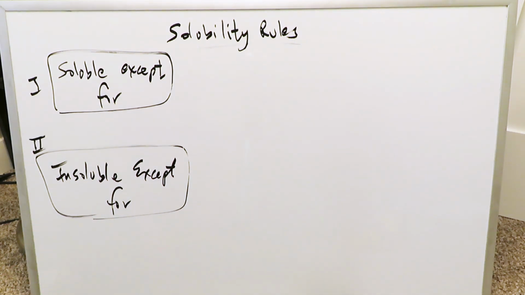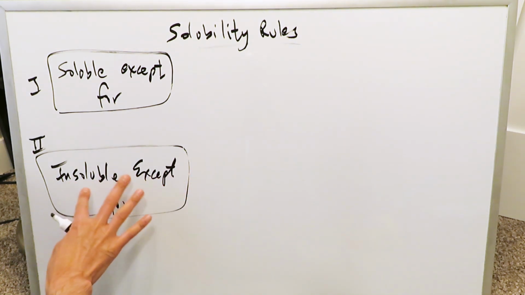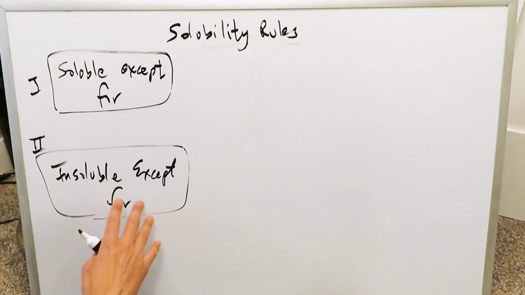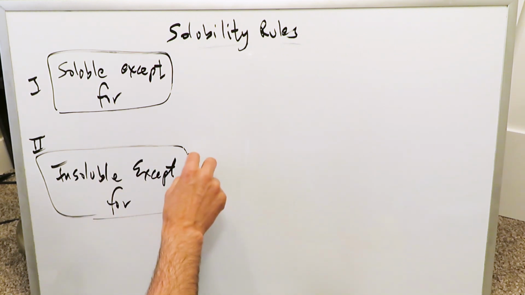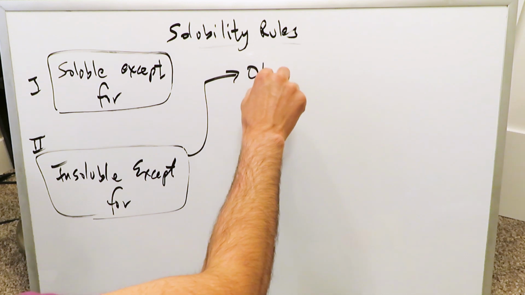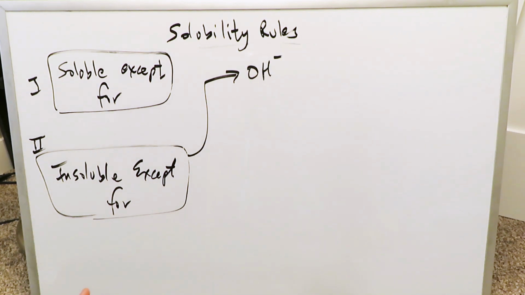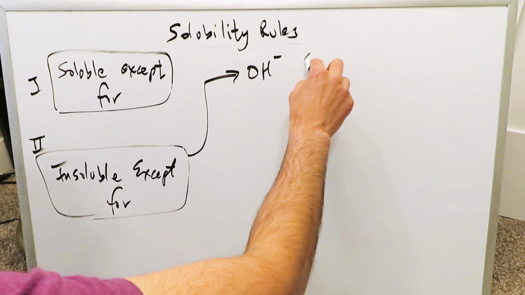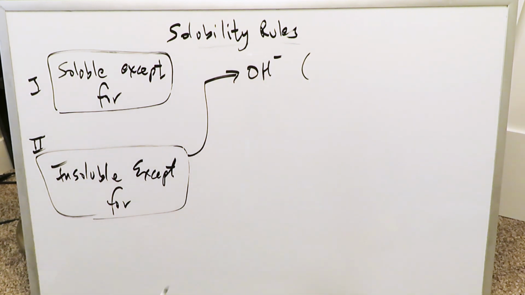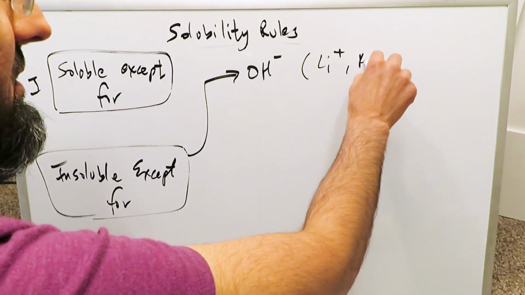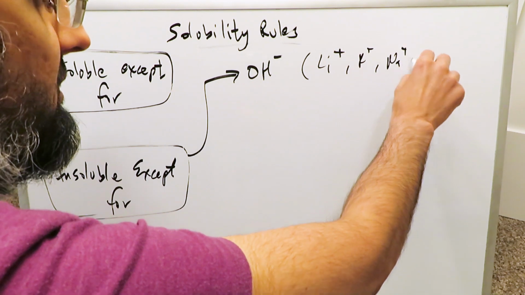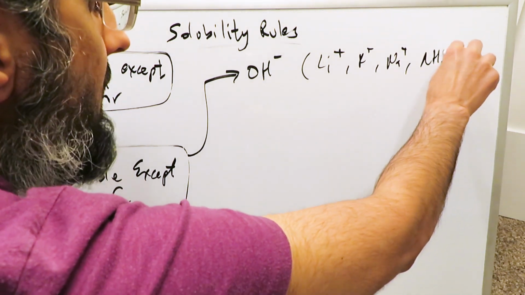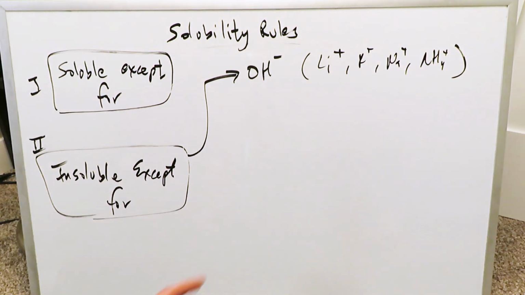Now we look at the second category of compounds. These are always insoluble. Now the exceptions are where they will be soluble. We're talking here about hydroxides, like iron hydroxide, lead hydroxide, silver hydroxide. These type of compounds are always insoluble. What are the exceptions which would make them soluble? They would be the alkali metals: lithium, potassium, sodium. You can even throw in other compounds like ammonium. Ammonium hydroxide is very soluble.